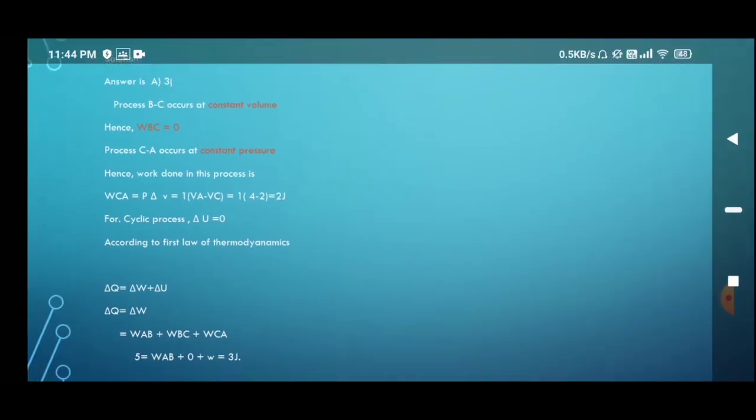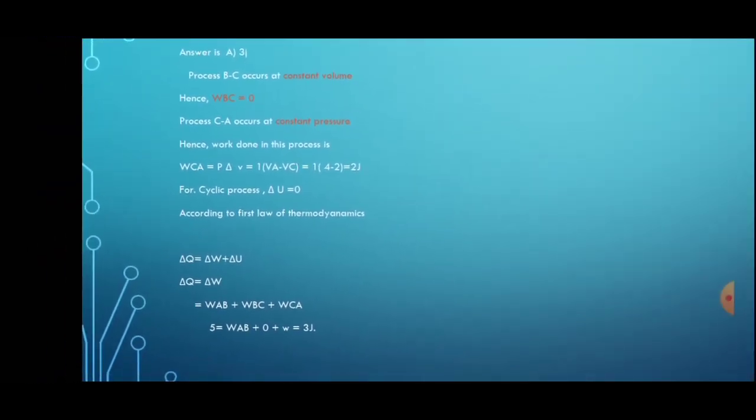So we know that in a cyclic process, delta U is equal to 0. Applying the first law of thermodynamics, I hope you've understood this: delta Q is equal to delta W plus delta U. Delta U is equal to 0 because it's a cyclic process, so delta Q is equal to delta W. Delta W is the work done at AB plus the work done at BC plus the work done at CA. We know that delta Q is just the net heat supplied to the gas, which is 5 joules.